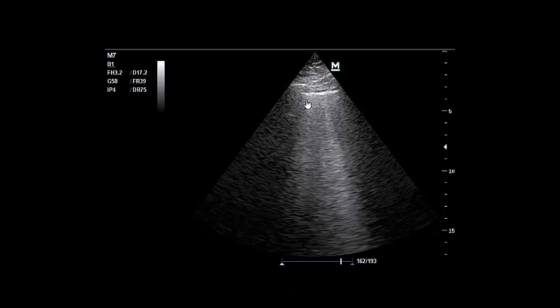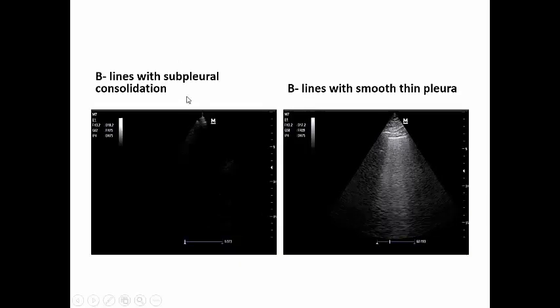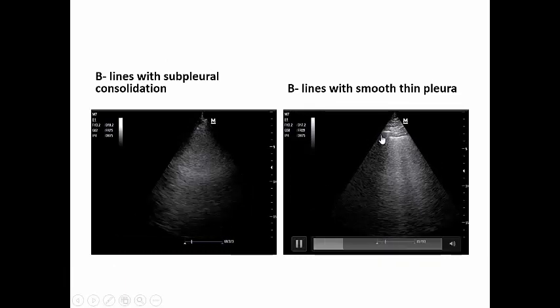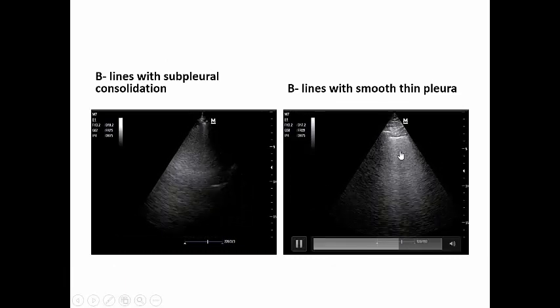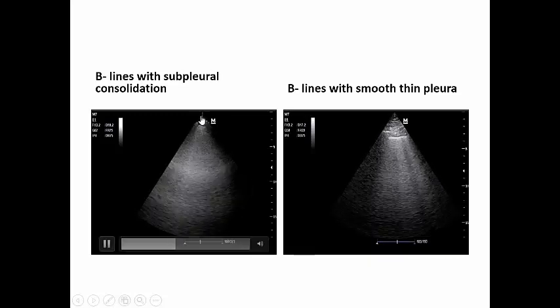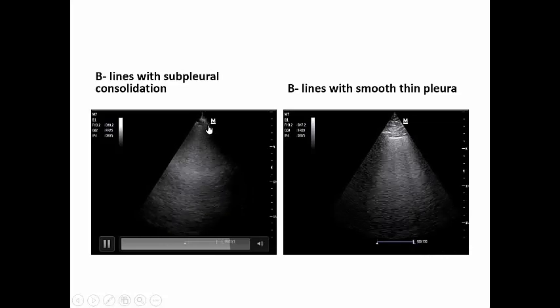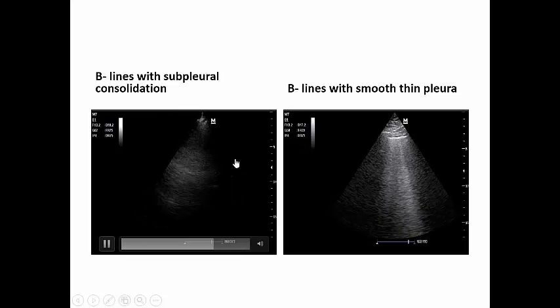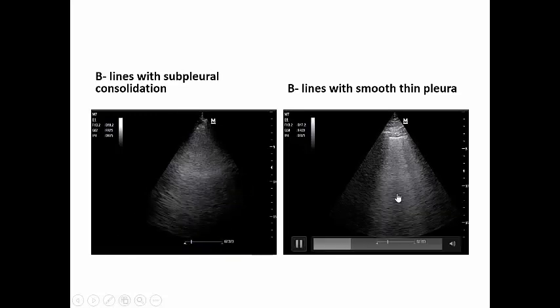I need to clarify this point more. As you see here, this is cardiogenic pulmonary edema with a thin pleural line, no subpleural consolidation, and clean pleura, and here you see subpleural consolidation and sick pleura. This is acute lung injury, this is cardiogenic pulmonary edema.